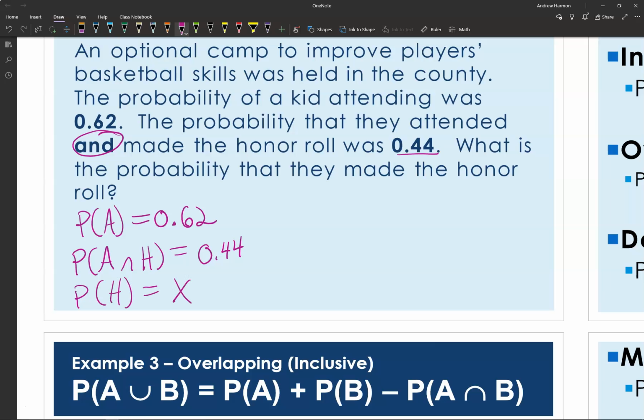That is our X. Okay, so what we need to do is go look at our formulas and find a formula that has an AND and then two single probabilities, no givens or ORs or anything like that. So let's take a look.